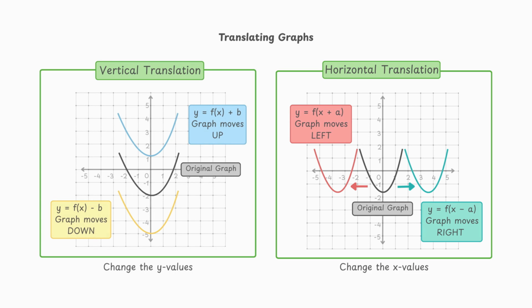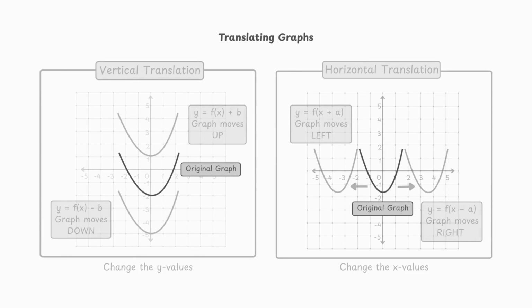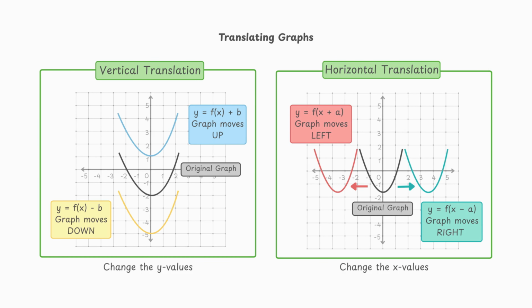Take a moment to compare the colors carefully. Black is the original graph, blue moves up, yellow moves down, red moves left, green moves right. Once you can clearly see how each graph moves and what is changing, you will be able to identify translations quickly and accurately.